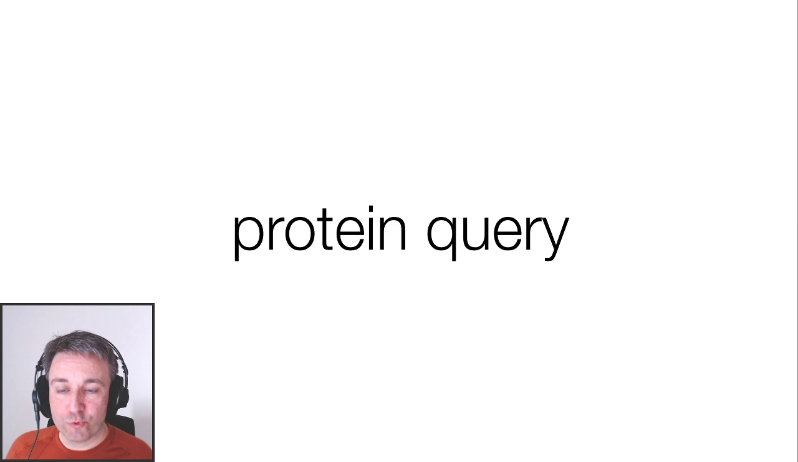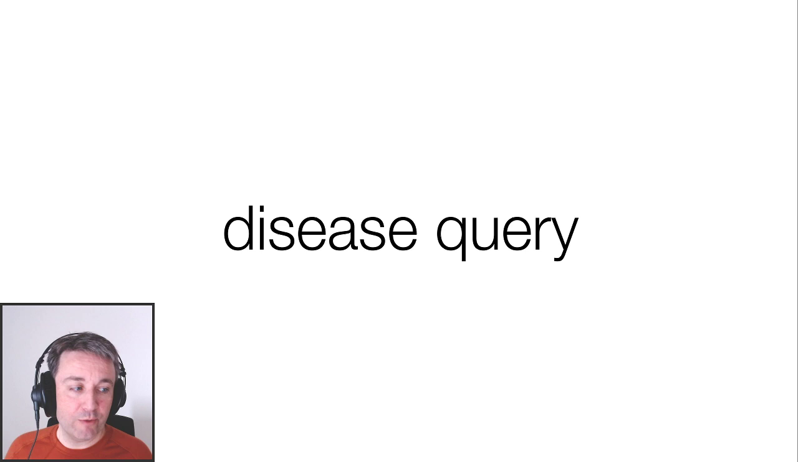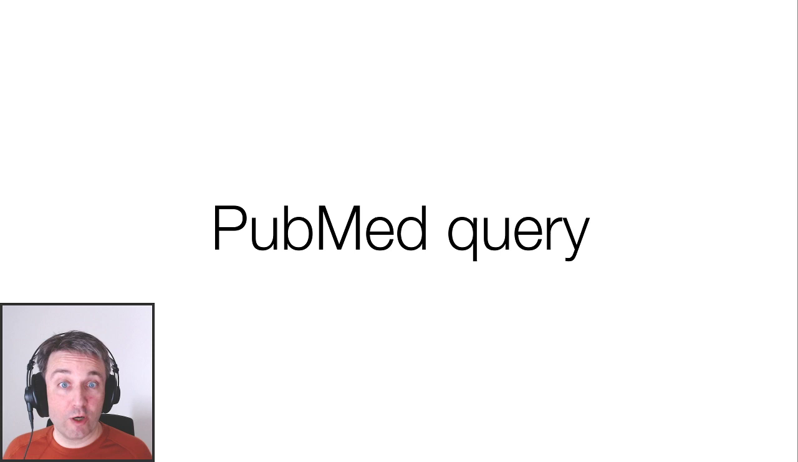You can do a disease query where you use the DISEASES database and go in and say, I want a network for Alzheimer's disease. So you just query for Alzheimer's disease, get the top N proteins for that disease, and then retrieve a STRING network for it. Or you can do a PubMed query where you start from some topic of interest, you query the literature for that topic, you find the proteins of interest by text mining of that literature, and then put a STRING network.